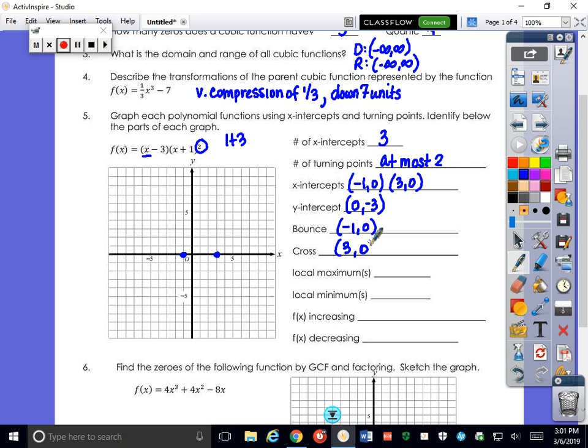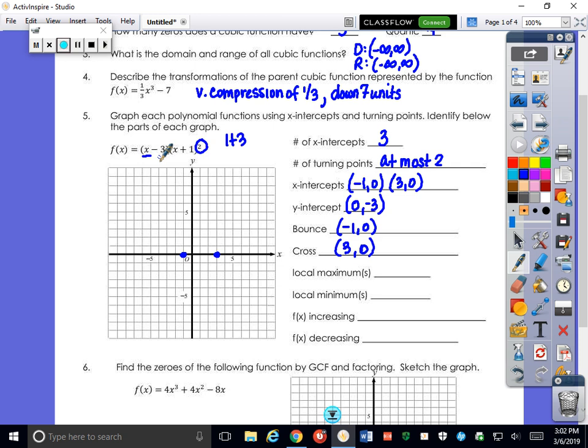Now we can also do that from how we learned it. Whenever you have an even number of factors, then it's a bounce. So we had 2 x plus 1s, that's an even number, so at -1 it was a bounce. And we had 1 x -3, which is an odd number, so that would be a cross.